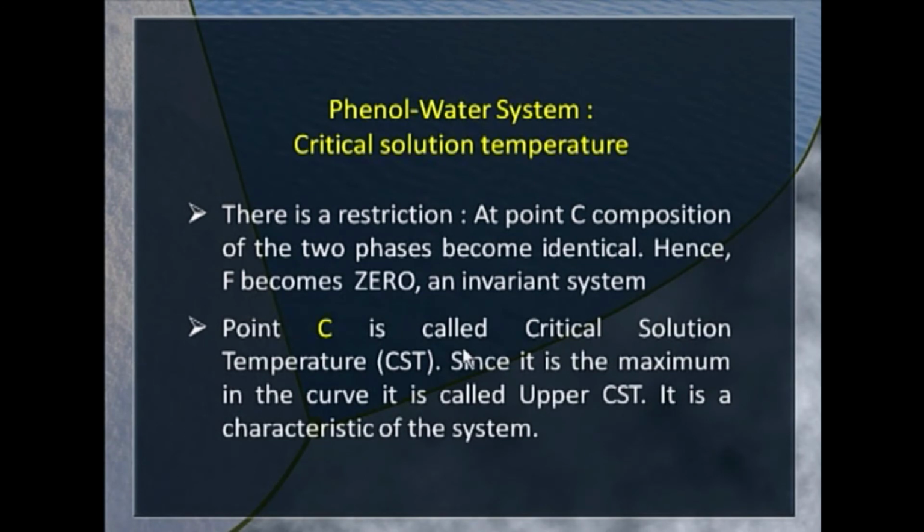Point C, as I told you, is called critical solution temperature, abbreviated as CST. Since it is the maximum in the curve, in this particular case, it is called upper CST. It is a characteristic of the system. It needs some explanation here. Where do we use this?